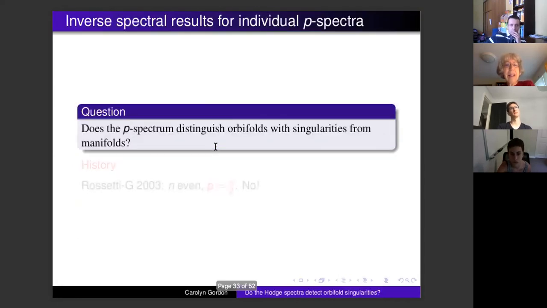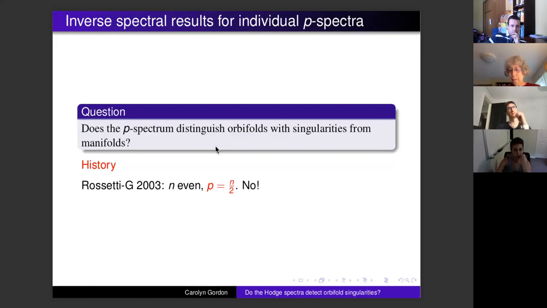So next, let's consider a single p spectrum. What can we say for p greater than 0? The one result I'm aware of historically is a negative result by Juan Pablo Rossetti and myself, if n is even and p is half the dimension. In general, the middle degree Hodge spectrum contains less information than other spectra because of Hodge duality, or Poincaré duality.